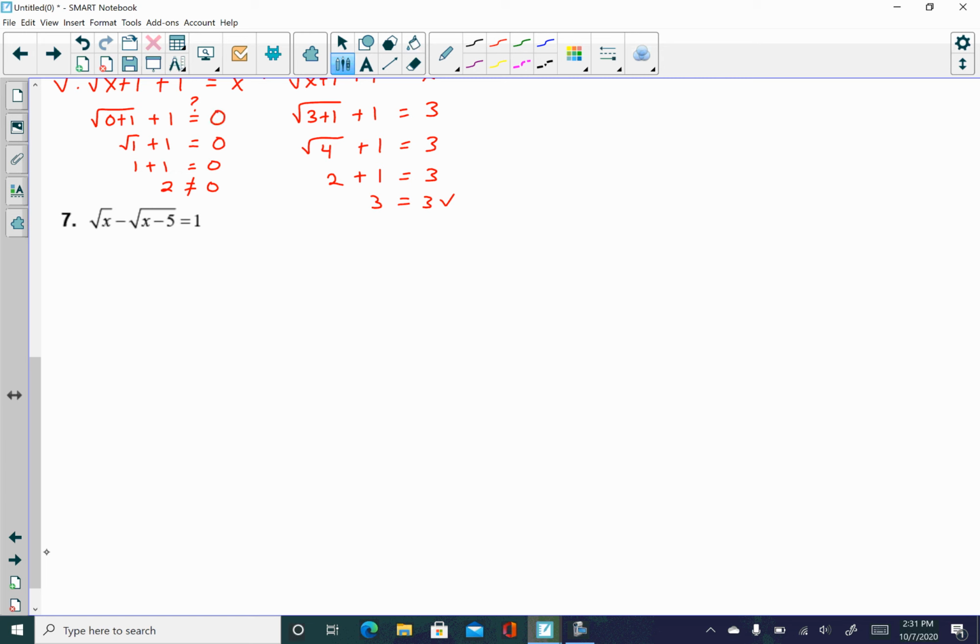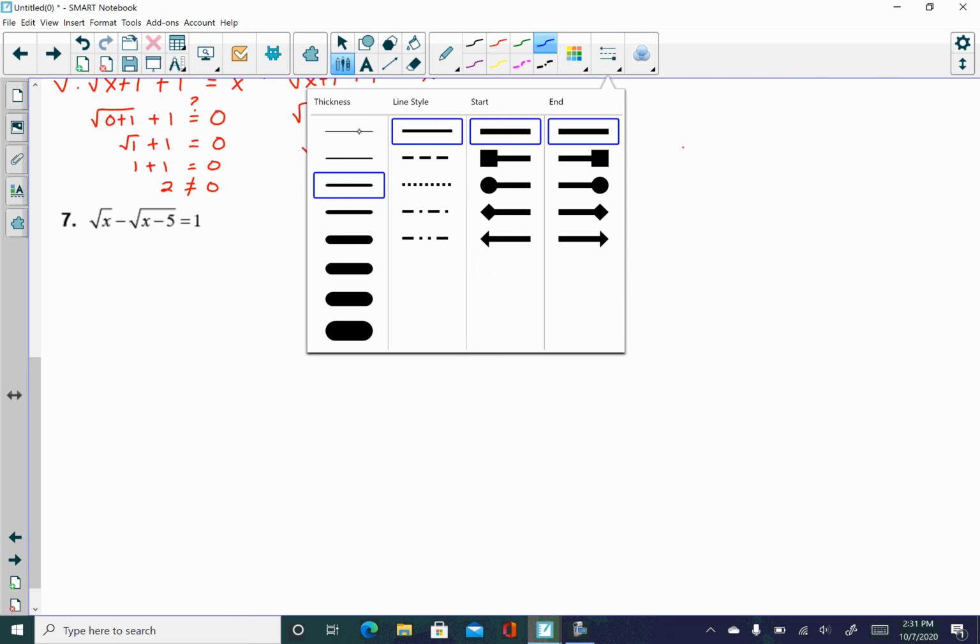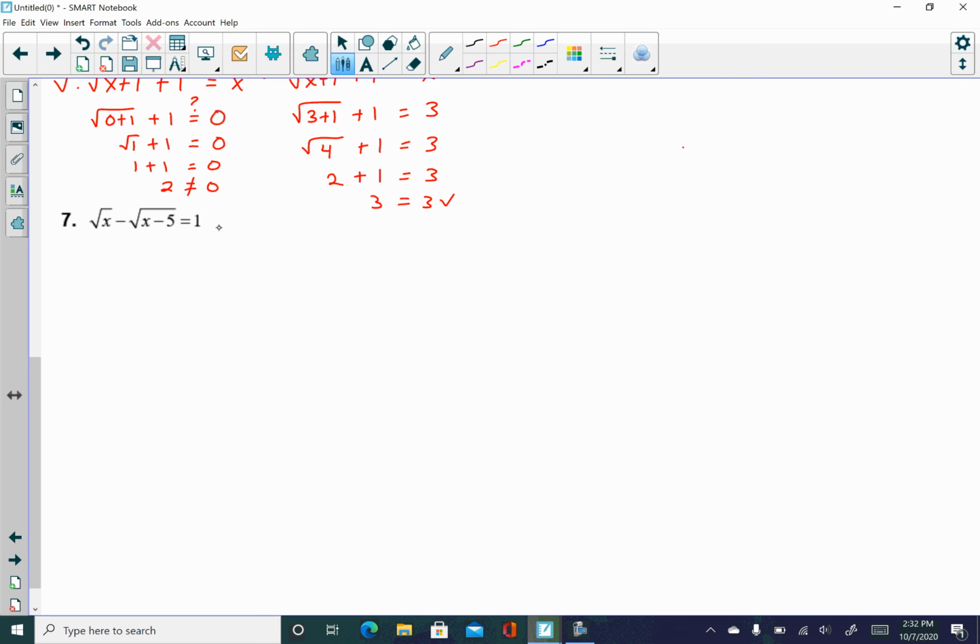Just so you can see what happens whenever you have multiple radicals within one equation. As the directions up at the top told you, if you have more than one, try to isolate the one that is more complex. Between the square root of x and the square root of x minus 5, the square root of x minus 5 has a little bit more going on, so I would isolate it first. That means I'm going to take the square root of x to the other side, so I'll subtract the square root of x. So I have negative square root of x minus 5 equals 1 minus square root of x.